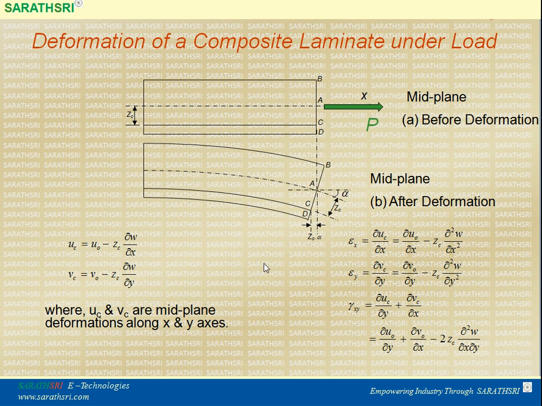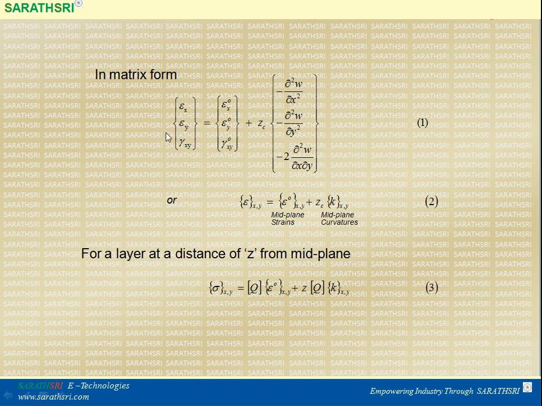The total strain experienced by this loaded body is a function of the mid-plane strains plus the contribution from away from the middle layer at a particular distance. What is its contribution due to curvature? In matrix form, the total strain in the xy component is expressed as the mid-plane strain at the middle plane and the contribution from these curvatures. In other words, the total stress field is a function of this Q matrix, the mid-plane strain and curvatures.